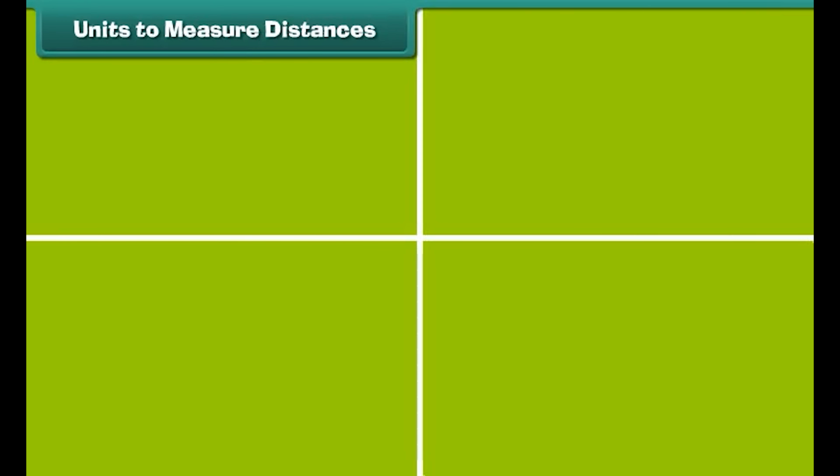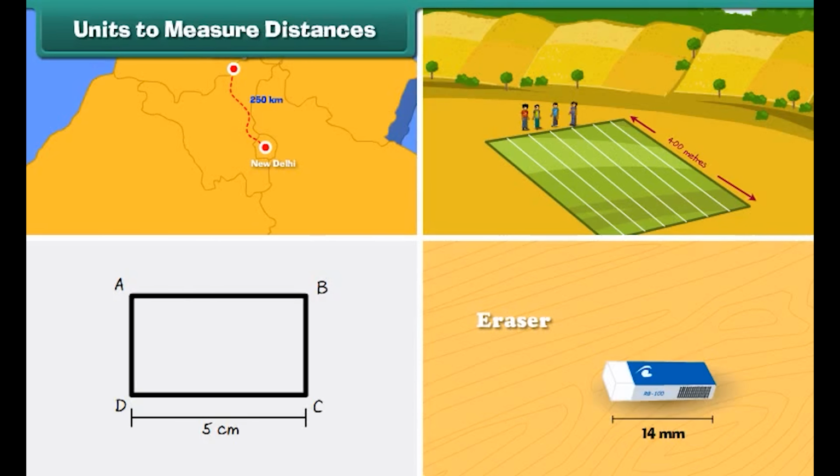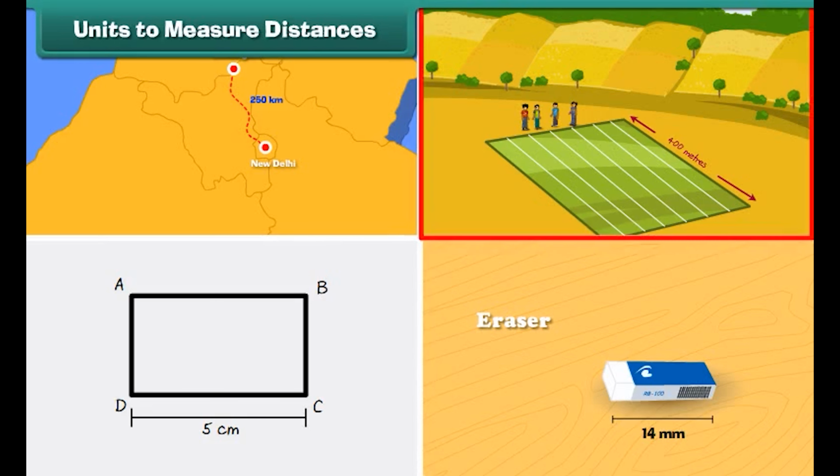We find that kilometre, metre, centimetre, millimetre are the units used for measuring distances. Among these, kilometre is the biggest unit used for measuring long distances, while millimetre is the smallest unit used for measuring very small lengths. The standard unit of distance is metres.